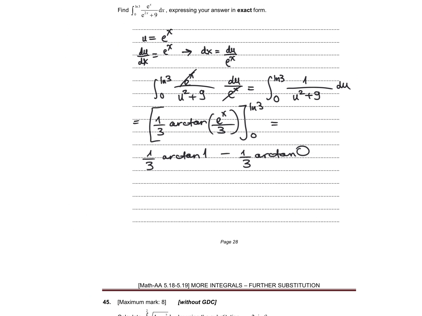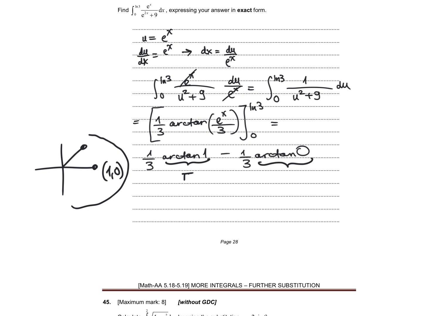So just to recall, arctan 0 is 0. Remember, it's just here from negative pi over 2 to pi over 2. So this is 0, so that whole second term goes away. And arctan 1 is here at pi over 4. So that's pi over 4 times 1/3. So pi over 12 is your exact answer.